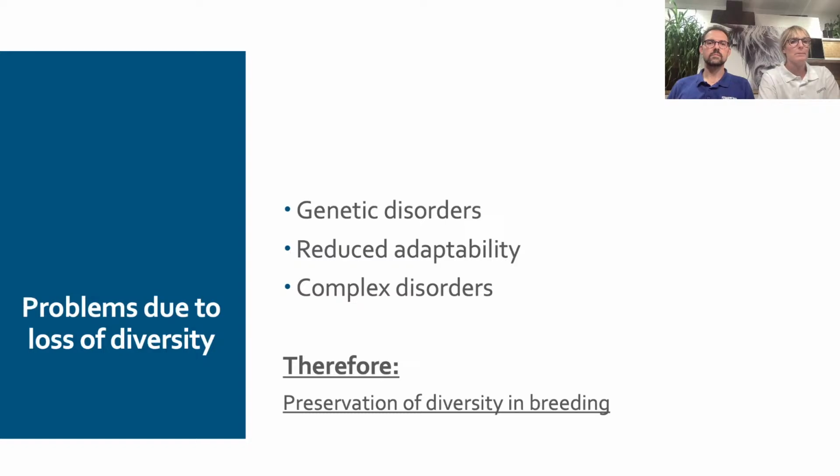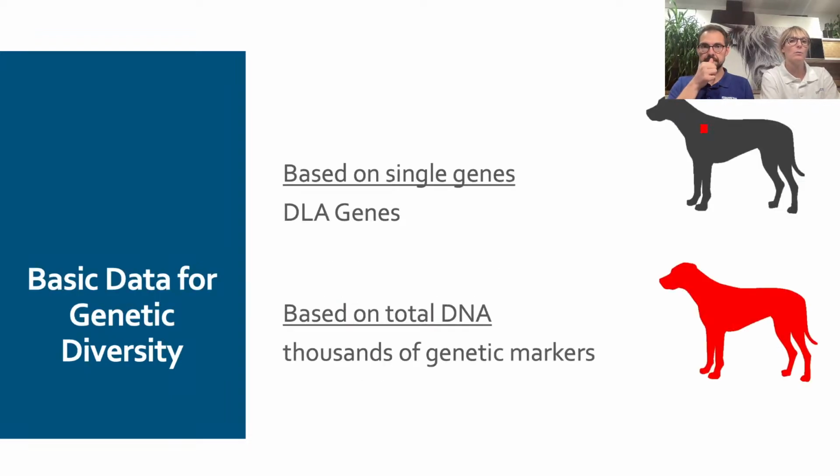So what are the problems that come up due to a loss of diversity? In most cases, we have genetic disorders. This can be these complex disorders or predispositions where different factors are needed to develop symptoms. We also have, let's say, these easy disorders that can be tested, and we also have reduced adaptability. For that reason, it definitely makes sense to preserve genetic diversity and include it in breeding, as well as disorder or trait testing.